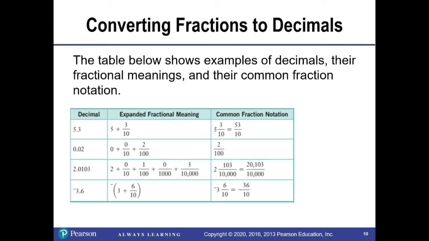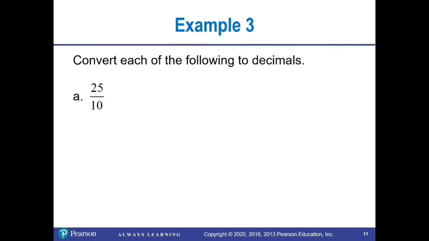Now we can convert our fractions to decimals. We have a table, you see it in your notes and on your screen, that shows examples of decimals, their fractional meanings, and some common fraction notation. Now let's suppose we have something like 25/10 and we want to convert to decimals. As I look at converting this to a decimal, I want to think about powers of 10 in the denominators of my fractions. Now 25, I'm going to rewrite as 20 plus 5. I chose the 20 because it's a multiple of 10. Pull your fraction apart. So we have 20/10 plus 5/10.